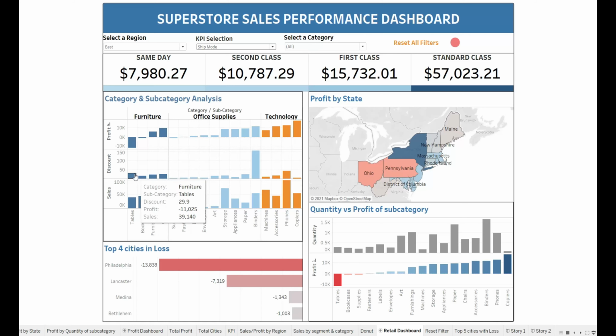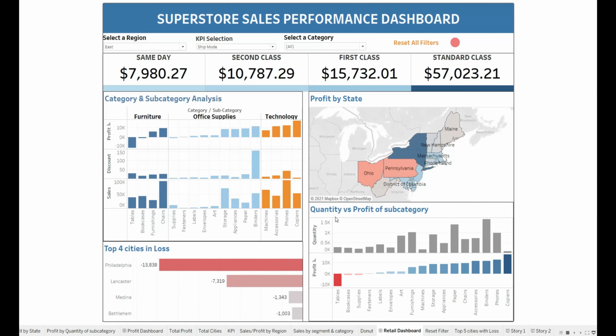So, and also there is a little bit of discount. So what I would recommend is that we can remove the table subcategories from this region, because there is not that much amount of sales, and also the profit is very low. Coming towards profit by state, we can see that Ohio has the lowest profit, followed by Pennsylvania, whereas New York has the highest profit. In top four cities in loss, we have Philadelphia as the highest city in loss. So, as a business manager, I would mostly focus on these four cities.